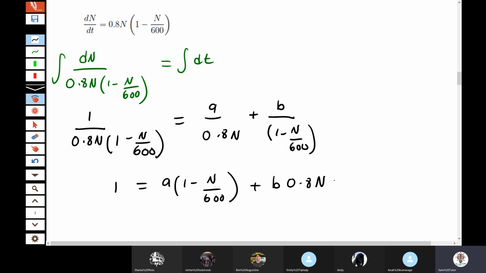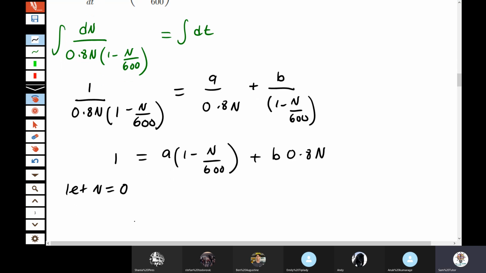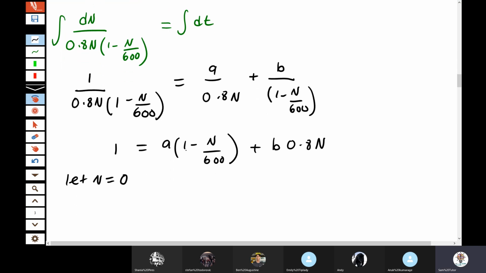Good. Okay, obviously the easiest one is to get rid of B. So what would you let n equal to? Let n equal to 0. This disappears. You get 1. Well, that becomes 0. You actually get A is equal to 1. Happy with that?